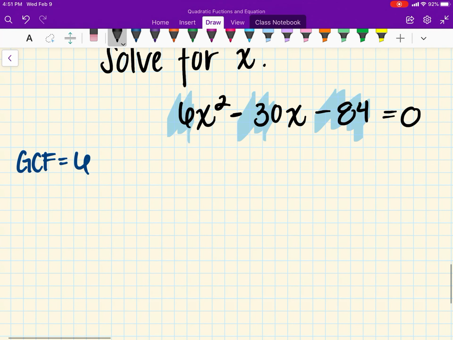And if we do that, we have the following. So 6, and I have 6 divided by 6 is 1, and we're left with the x squared. Negative 30 divided by 6 is negative 5. Bring down the x, and negative 84 divided by 6 is negative 14.